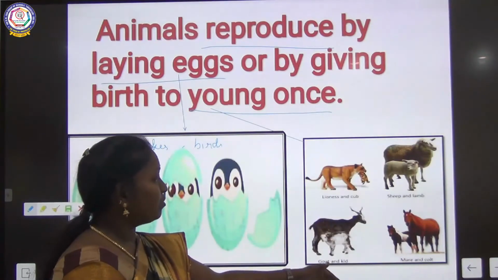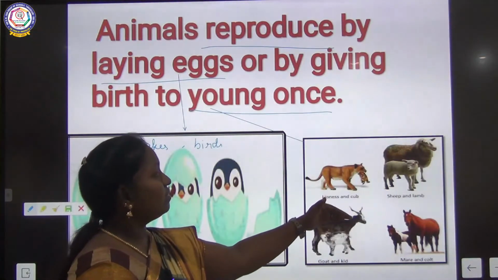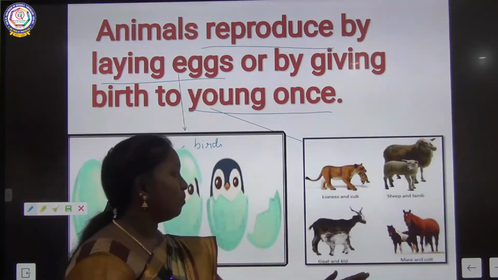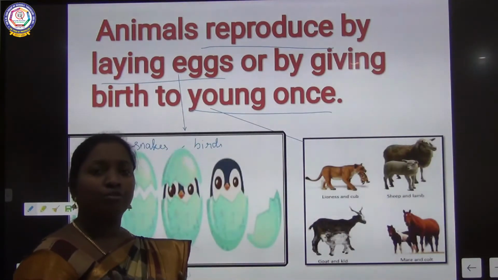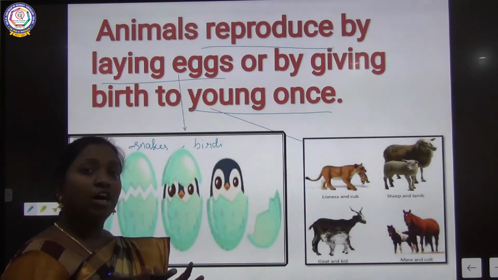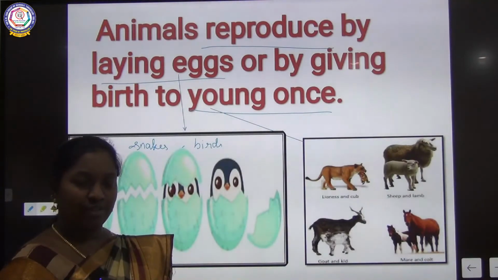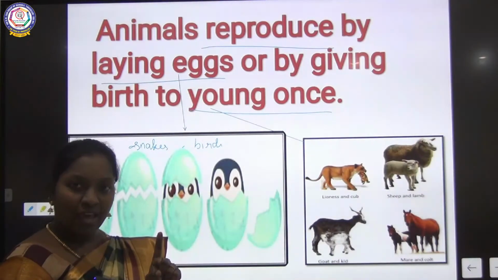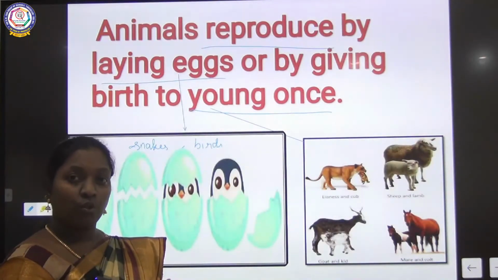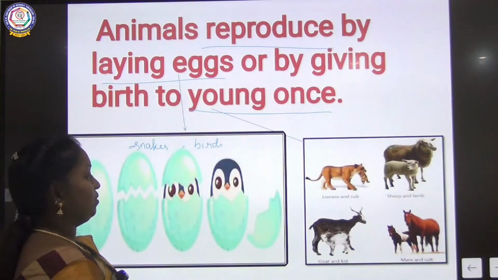These are examples: lions and calves, sheep and lamb, goat and kid, horse and colt. Likewise, we can have so many examples. How are animals reproducing? There are two ways animals reproduce young ones: one by laying eggs, second by giving birth. These are the ways animals reproduce.